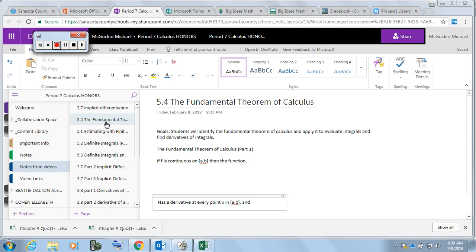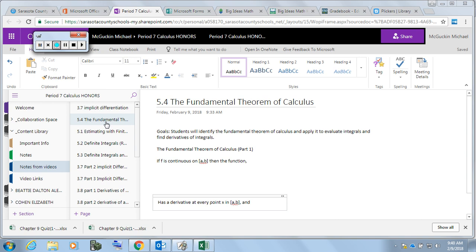Alright, ladies and gentlemen, we are going to be diving into 5.4, which is all about an extremely important theorem of calculus, as you can probably tell by its name, known as the fundamental theorem of calculus. Today we're going to look at the first part of the theorem. We'll break the theorem up into two specific parts, and we're going to use the first part a little bit in application as well.